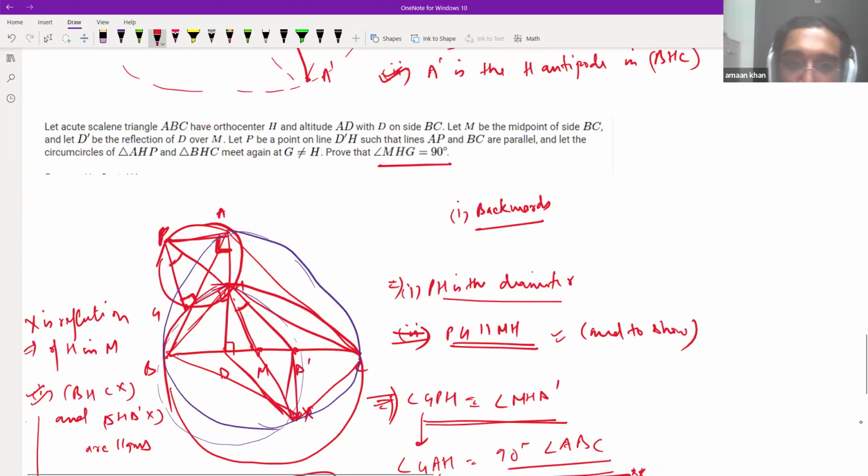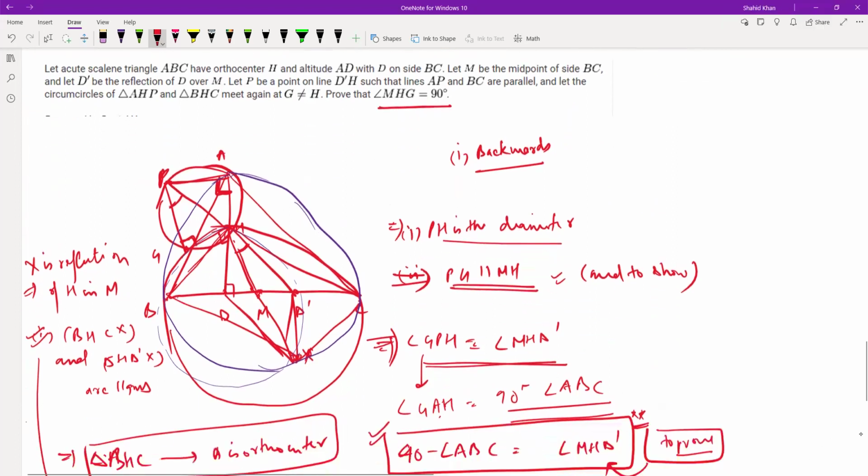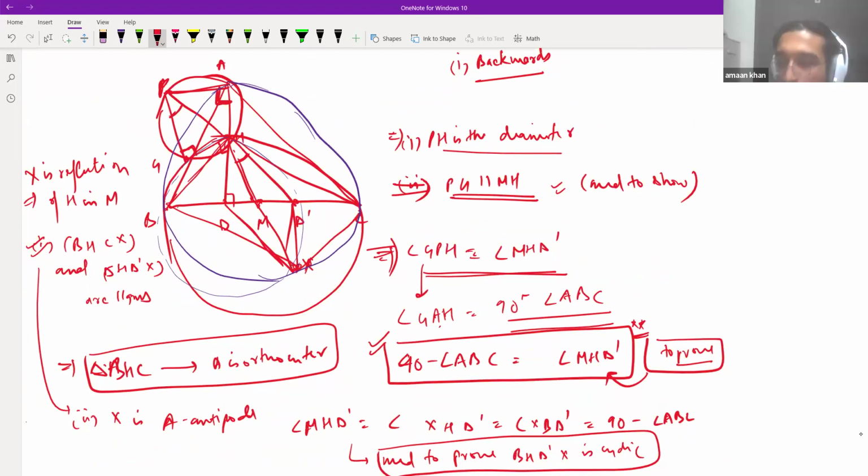Oh, yes. Okay. Yeah, now it's fine. So now we are just left to show that BH'X is cyclic. Or if someone has any alternate approach, they can say that as well.